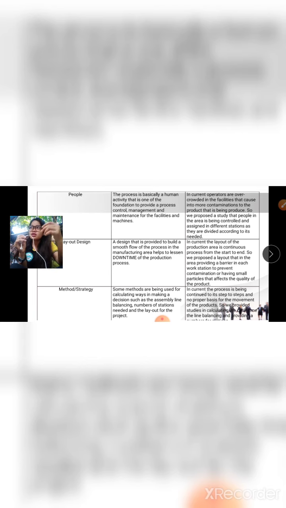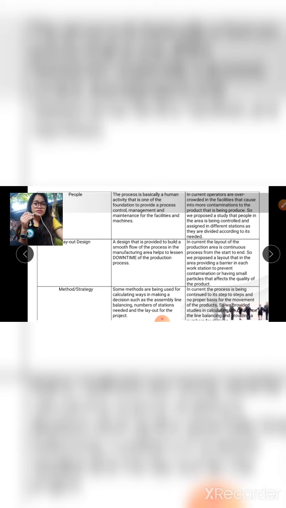In the people criterion, we have here the process is basically a human activity that is one of the foundations to provide process control, management, and maintenance for the facilities and machines. In current, operators are overcrowded in the facilities, which causes more contamination to the product that is being produced. So we propose a study that people in the area are controlled and assigned in different stations as they are divided according to what is needed.